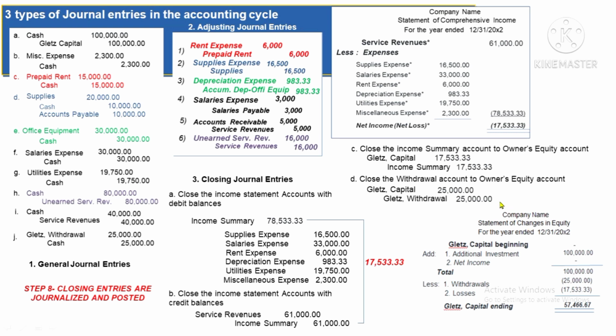Actually, after considering these closing entries, the capital account balance, or the Gletz capital here in our example, will have a balance of 57,466.67, but you can check that out later. So again, these are the 4 closing entries, but we are not yet through. We still need to post this to the ledger, and that's up next.